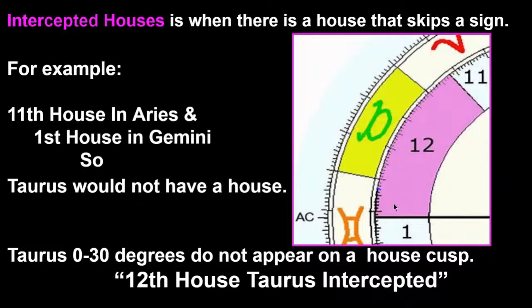That means that for the 12th house, Taurus was skipped. There's no house, and Taurus does not have a house. Okay. I think I explained that as best as I can for right now.